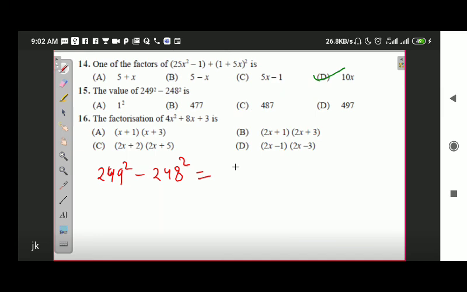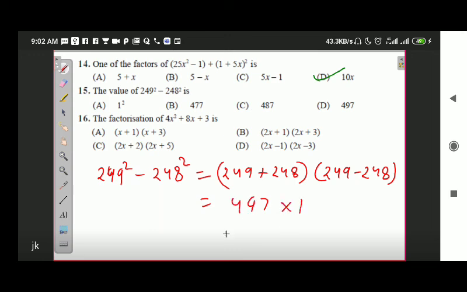Or you can apply the identities that you have learned in the last exercise of the chapter. This will be a square minus b square, that is a plus b, 249 plus 248, and a minus b, 249 minus 248. So this will be 497 into 1. So this will be 497. 497, D option, the correct one.